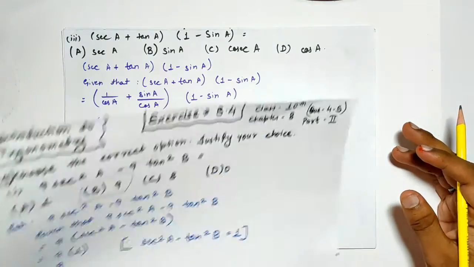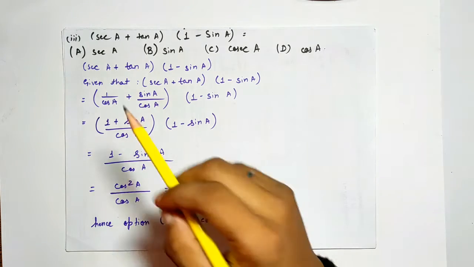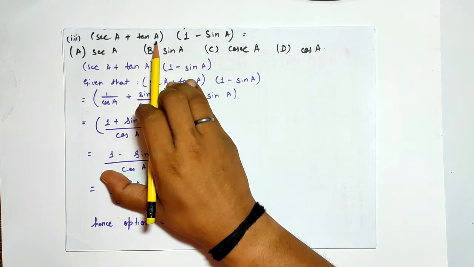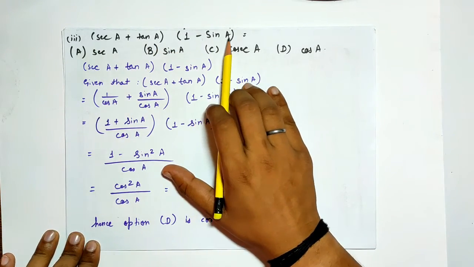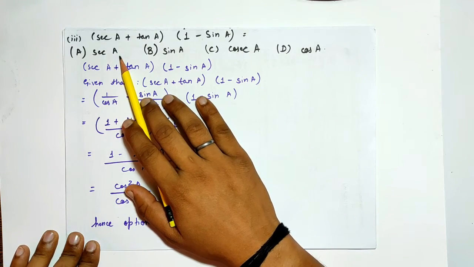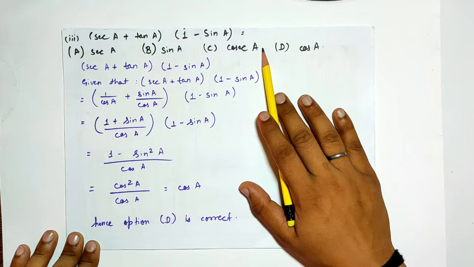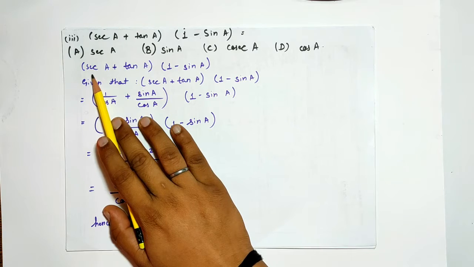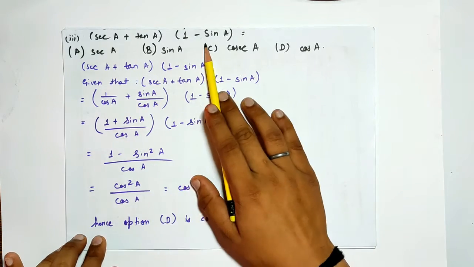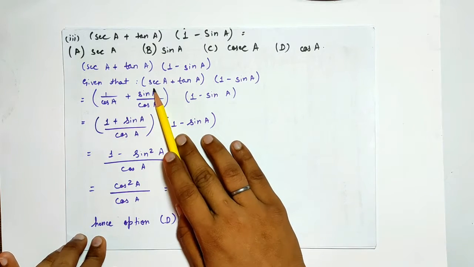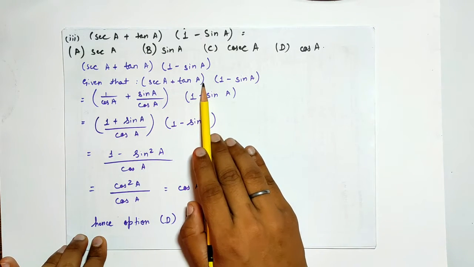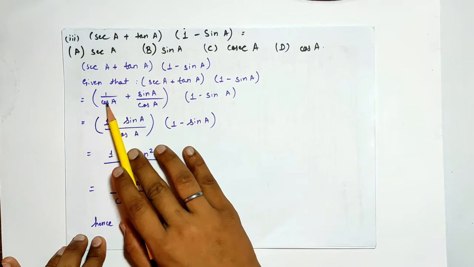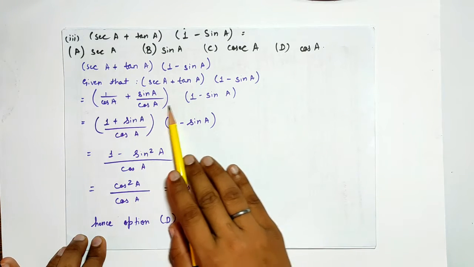So now let's come to the next question, that is the third part of question number 4, that is sec a plus tan a, 1 minus sin a is equal to; options are A is sec a, B is sin a, C is cosec a, D is cos a. So let's start with the solution. Given that sec a plus tan a, bracket closed, bracket 1 minus sin a is equal to 1 upon cos a plus sin a upon cos a.